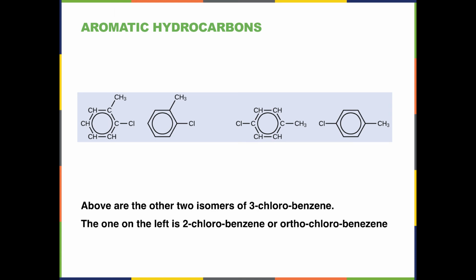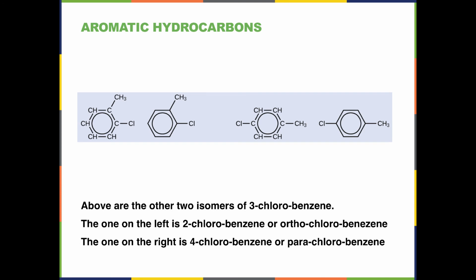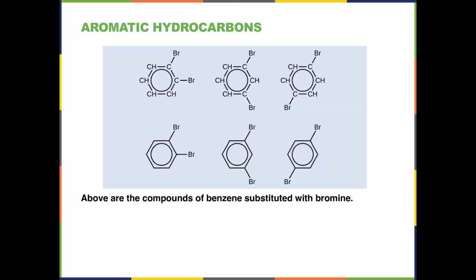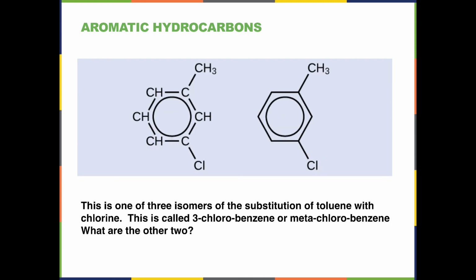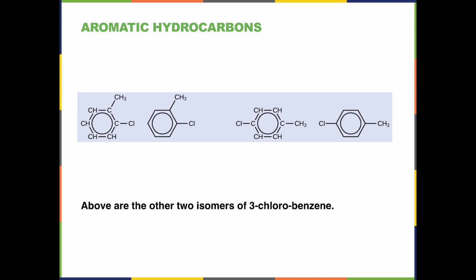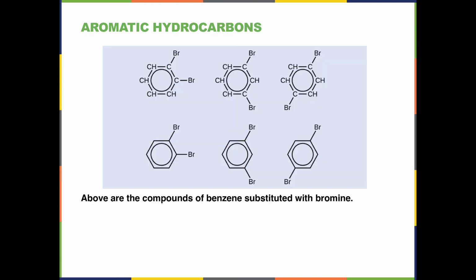On the left is 2-chlorobenzene or orthochlorobenzene. Remember the one on the previous slide was called meta. Either name is correct. So 2-chlorobenzene or orthochlorobenzene, and then the one on the right is 4-chlorobenzene or parachlorobenzene. And here's the same situation where you substitute benzene with bromine. Now I did make a mistake in this previous, these should all be called toluene instead of benzene because you started out with toluene, a substitution of toluene. I'm sorry about that. I just realized that as I was talking here.